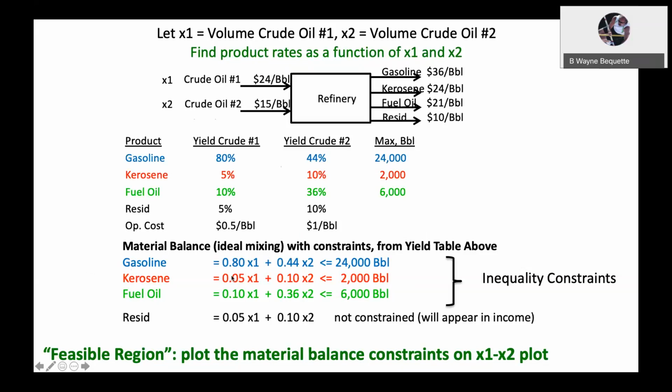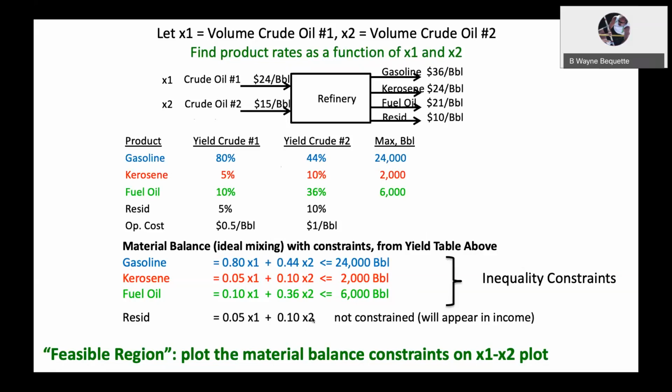Similarly, with kerosene, 5% of crude 1 plus 10% of crude 2 has to be less than 2,000 barrels. Then finally, the fuel oil, 10% of crude 1 plus 36% of crude 2 must be less than 6,000 barrels. Now, there's no particular constraint on the resid, so that doesn't appear. It will have an effect because that's going to appear in the net income.